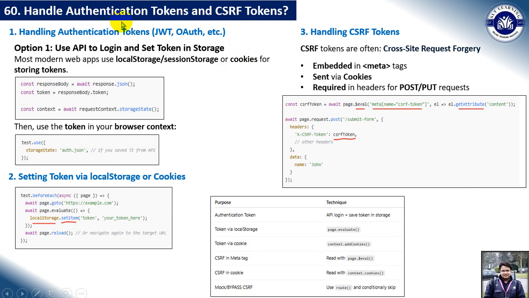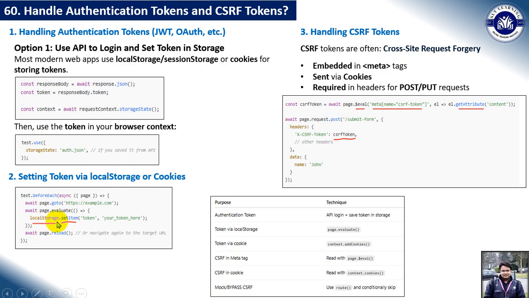Then, handling the authentication token. I think this part we have already covered, but this is another way you can handle these things. Over here I have put certain options, and you can utilize these for cross browser testing, like handling the authentication. First you need to set up your response body, then set the response body dot token into the context, and then utilize that information. Then you can store this token into authentication.json, and set it up in a browser context mode. Then set up the token in local storage or cookies.